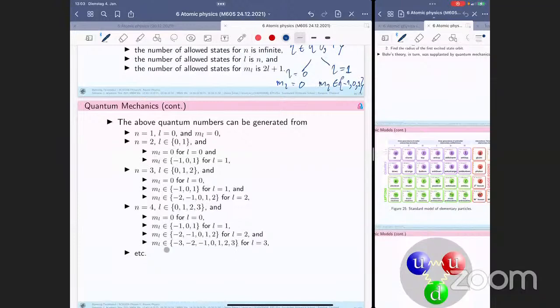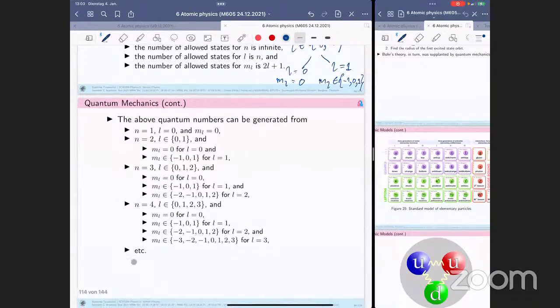And you can see here that the number of possible values for the elements inside the ML set is 7, because according to this rule, once you have L equal to 3, 2 times 3 is 6, and once we add 1, we get 7. So there will be 7 values possible for ML. And you could extend this idea further to the case when N equals 5.